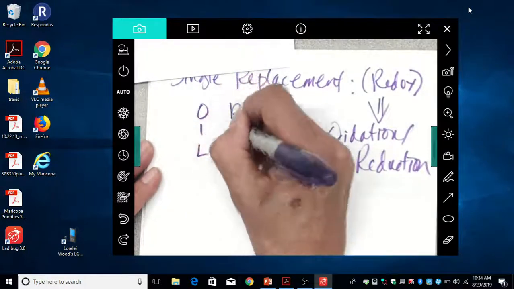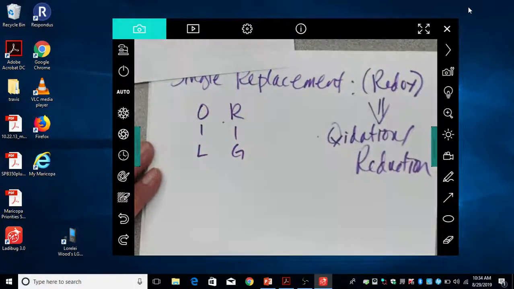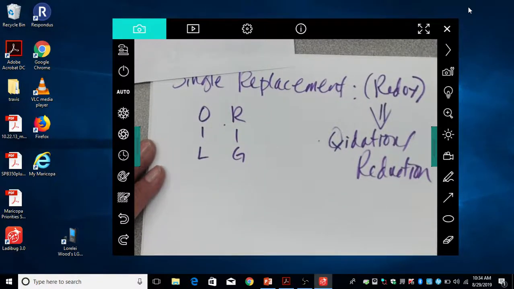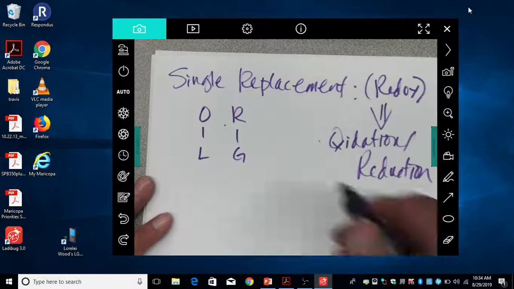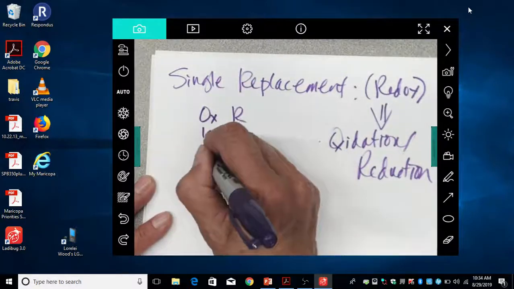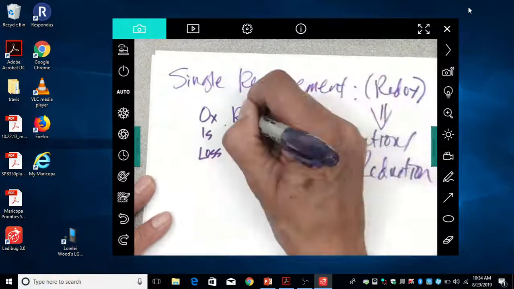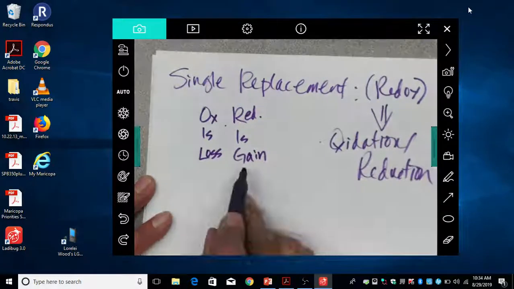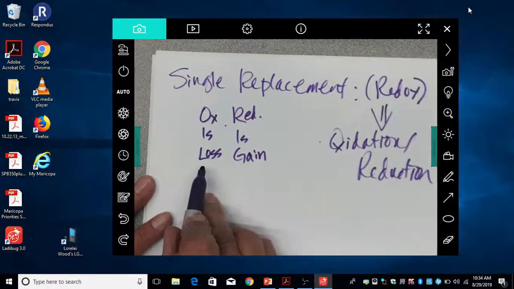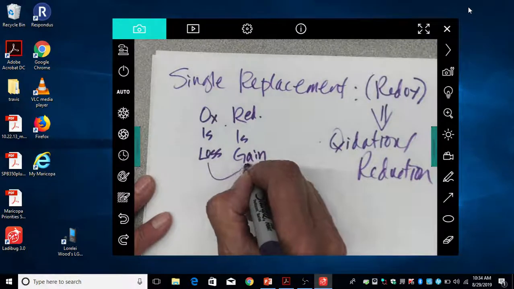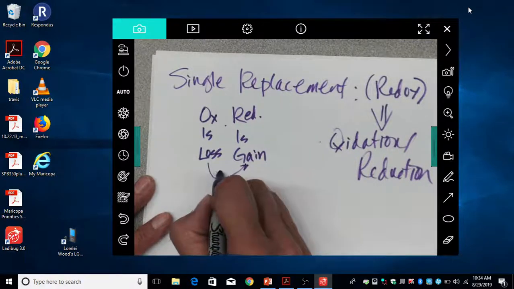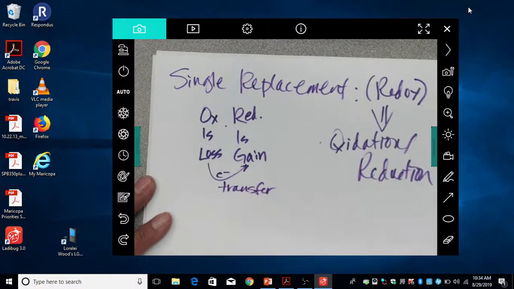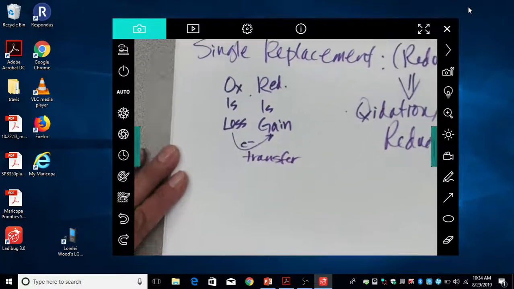I like this one. Anybody ever seen this mnemonic device before? Oil rig. What does that mean? Does anybody remember this mnemonic device? Oxidation is the loss, right? And so reduction is the gain. All right. You can't have gain without somebody losing. So oxidation is the loss, reduction is the gain. That's the direction of electron transfer in an oxidation reduction reaction.